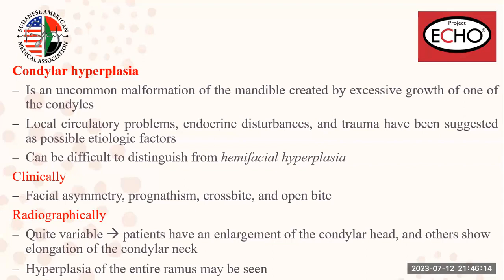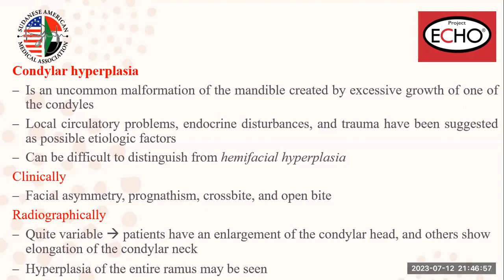We have facial asymmetry because we have a unilateral problem. It's not on both sides. We have prognathism, which is protrusion of the jaw towards the front. The patient might have cross-bite, sometimes open bite. So radiographically, it's quite variable. Unfortunately, it's not a unique picture. Patients have an enlargement of the condylar head. Others show elongation of the condylar neck. It's not one picture that you will see. It's variable, so you have to be alert to look at different expectations for this condition.